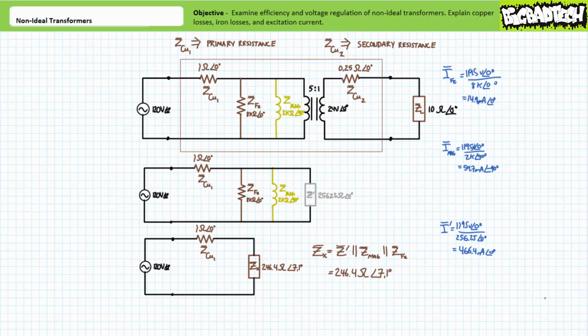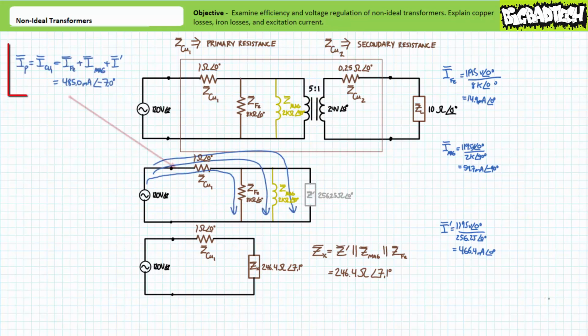We'll examine this in a moment after we've finished the analysis of the primary side. Kirchhoff's current law demonstrates that the primary current will be I single prime plus I mag plus IFE, or roughly 485.0 milliamperes at an angle of -7 degrees. Let's now examine power for the individual elements in this model.